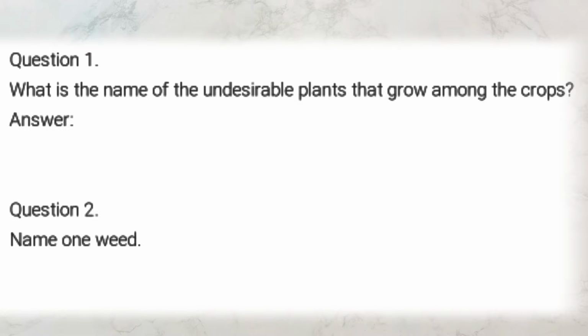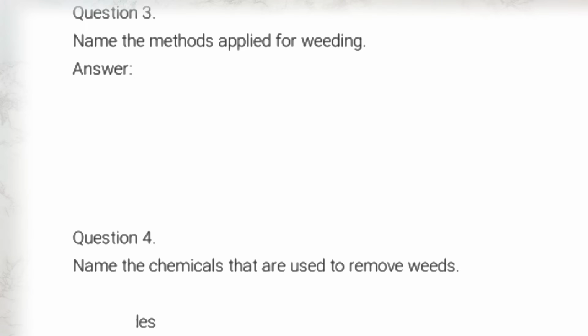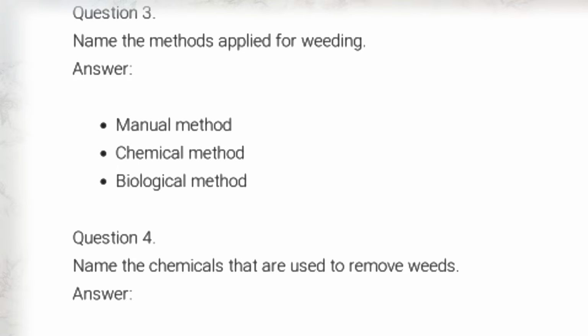First question is, what are the names of undesirable plants that are grown amongst the crops? And the answer is weeds. Second question is, name one weed. And the answer is wild oat. Third question is, name the method applied for weeding. And the answer is manual method, chemical method, biological method.